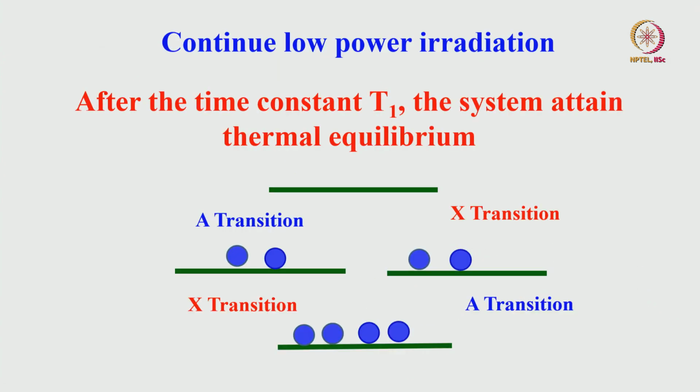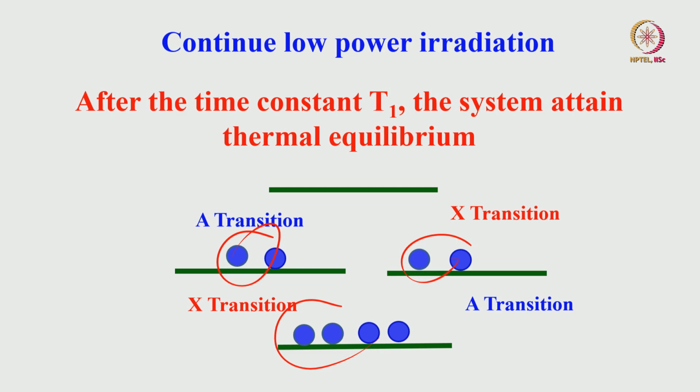Let us go to the other one. I continue to irradiate at the low power and wait for the spins to attain equilibrium. It will all come back to the original state where we started, with 4220. Here again, both the A and X spins have equal intensity transitions, 2, fine.